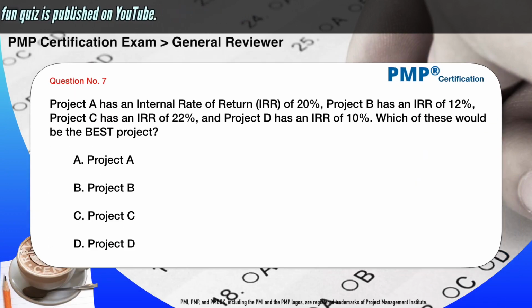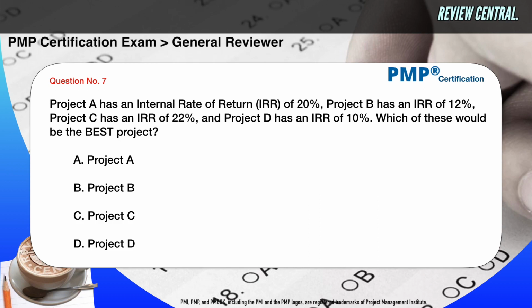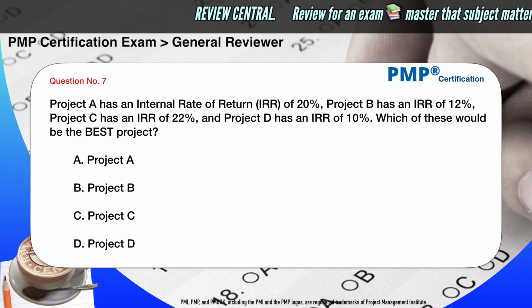Project A has an internal rate of return, or IRR, of 20%. Project B has an IRR of 12%. Project C has an IRR of 22%. And Project D has an IRR of 10%. Which of these would be the best project?